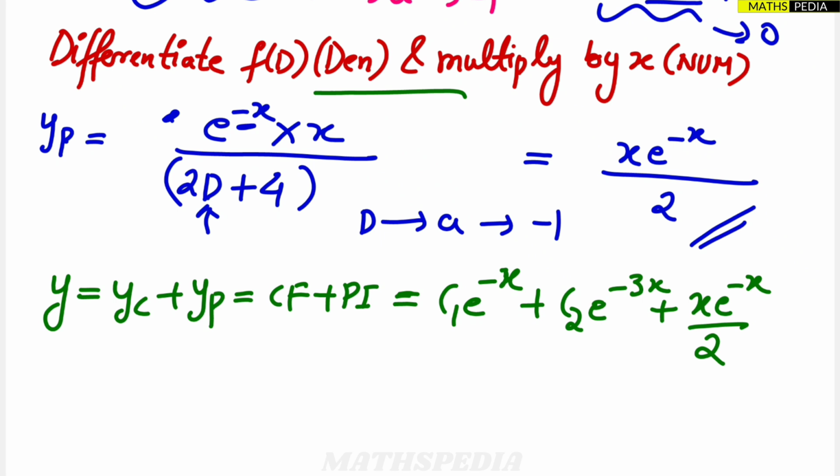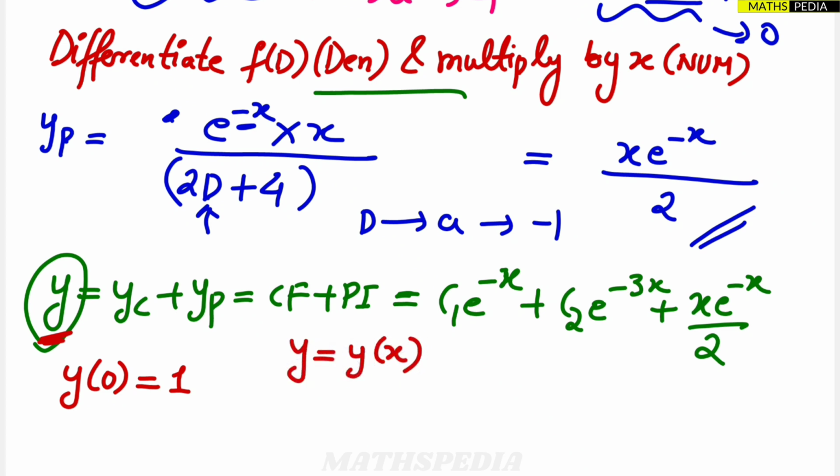Now after getting this, what you have to do? This is nothing but y, right? Y we got. Now already we have some conditions. Y of 0 was given as what? How much? 1, right? So here, y is nothing but what? General solution. Y is equal to y of x, right? Now y of 0 is given as 1. What is the meaning of this? In place of x, you substitute 0.